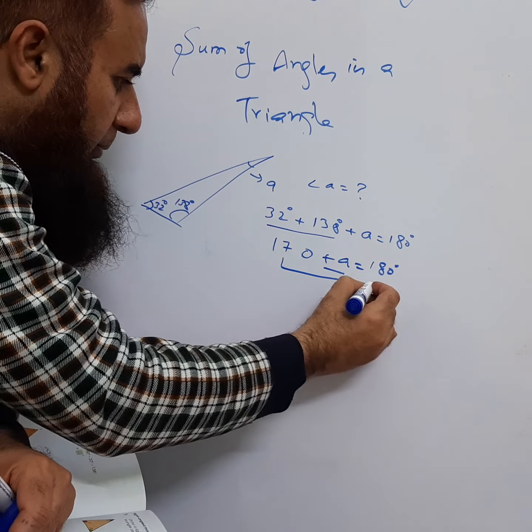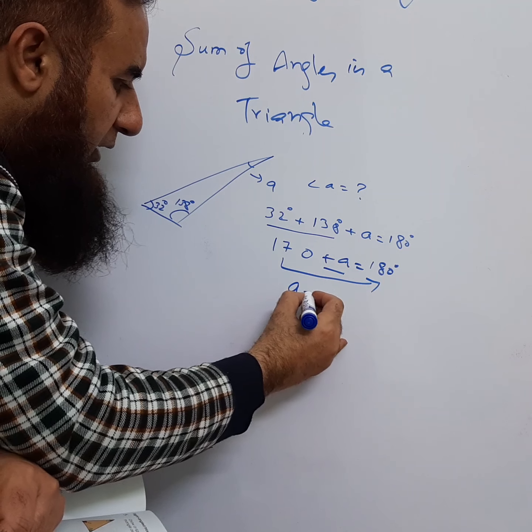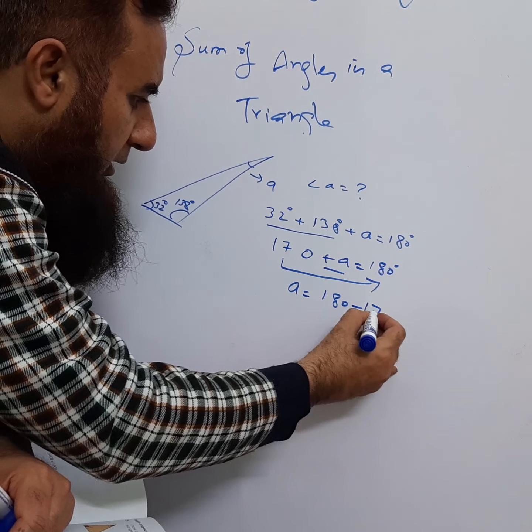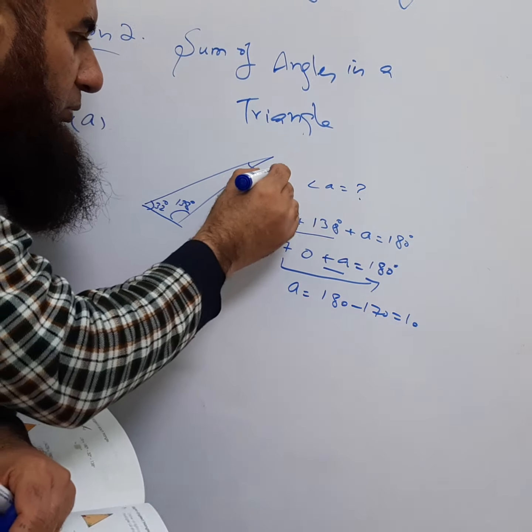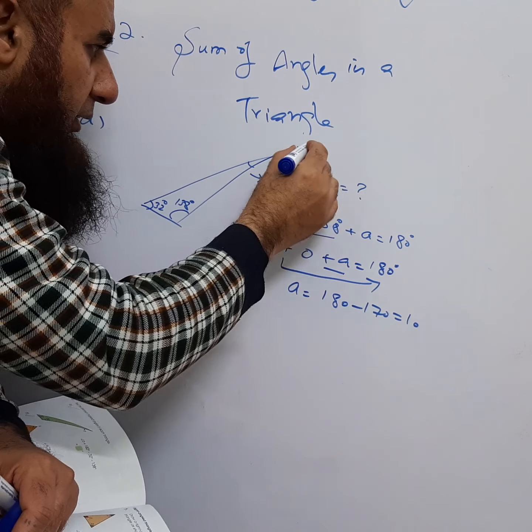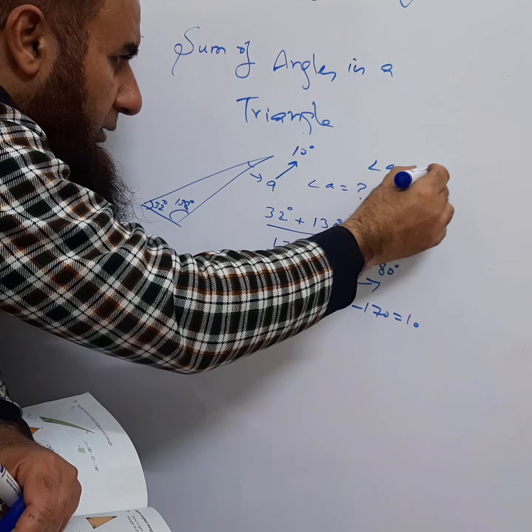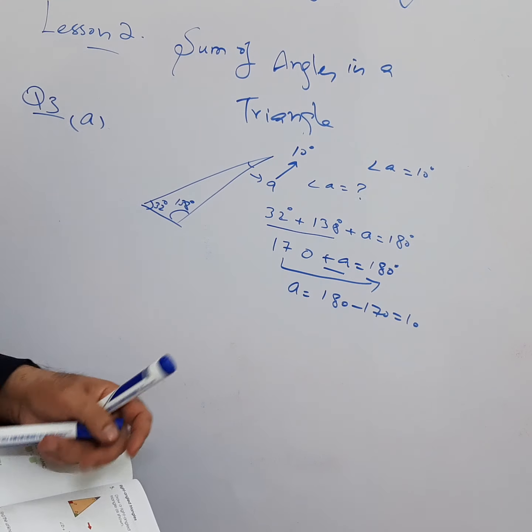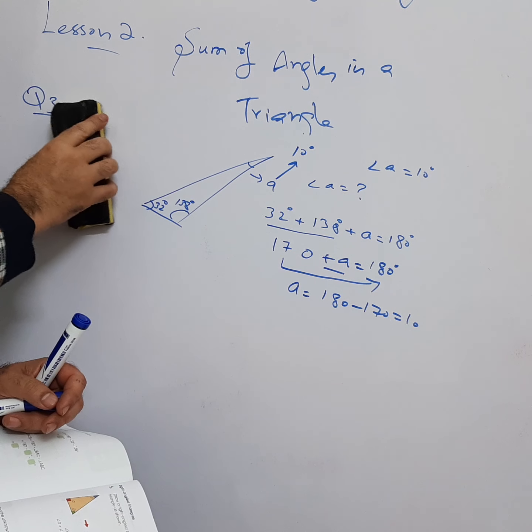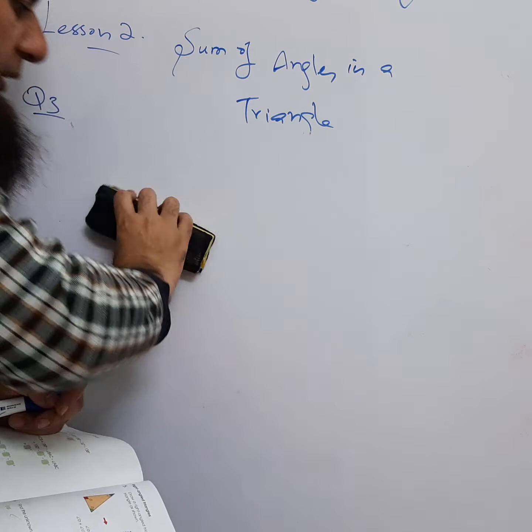So this 170 will be going to the other side, it will be subtracted. 180 minus 170 is equal to 10. So the value of A is 10 degrees. So angle A is equal to 10 degrees. This was the first part, A part. Then we'll be doing the other two parts as well.